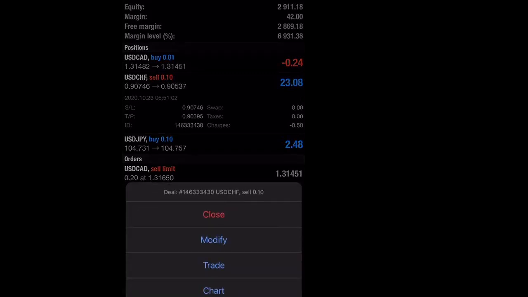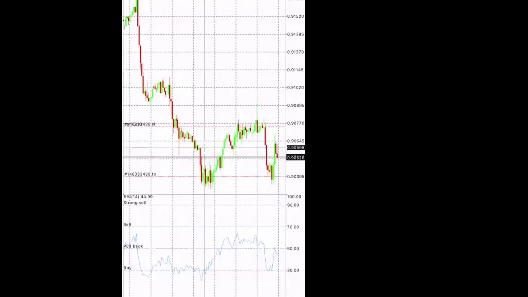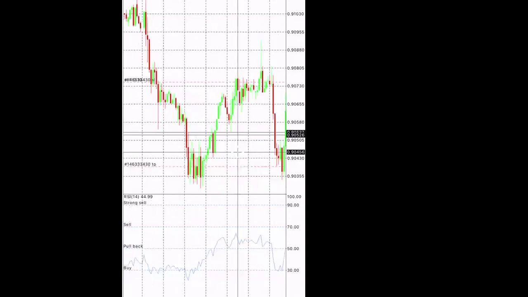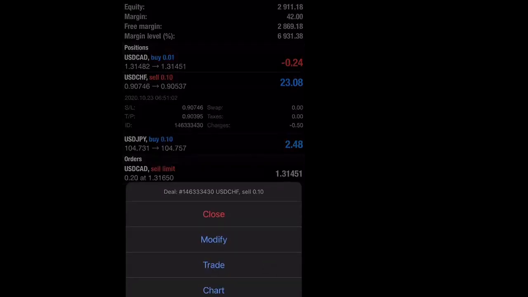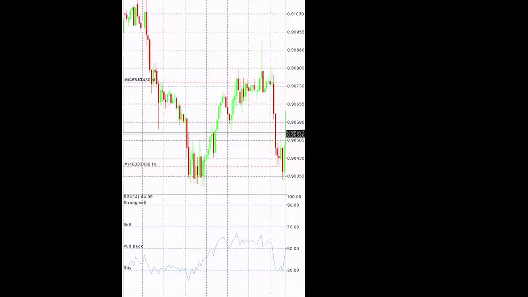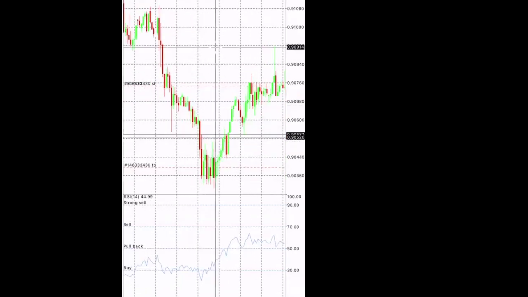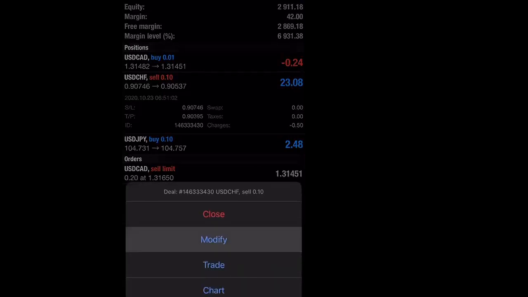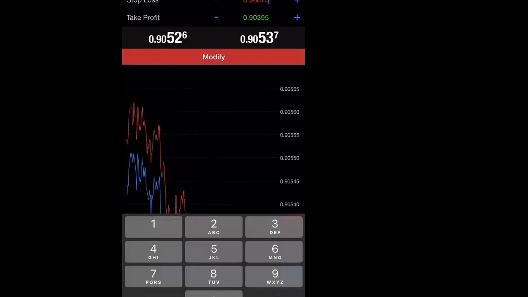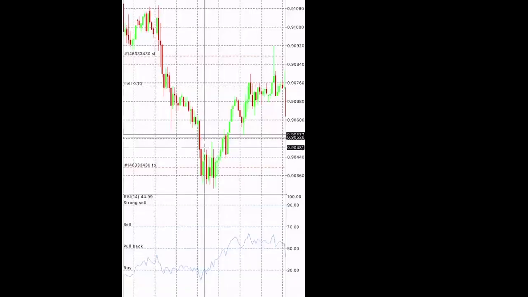I'm going to go to my chart. Let me actually change it back very quickly. Let's put my stop loss at 0.9875. Let's look at my chart. If you look at my screen, it says sell right here. Hold on.